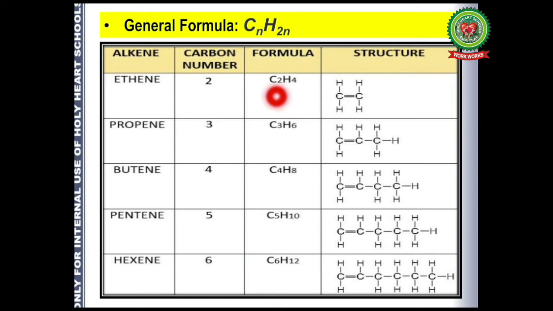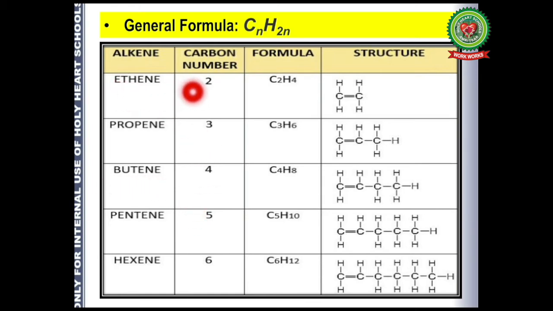Since there are 2 carbons present, the root word is eth. And since we are studying alkenes, and according to the formula there should be a double bond between 2 carbon atoms, the suffix comes out to be ene. So it comes out to be ethene. Likewise, if there are 3 carbons, then the name is propene. If there are 4 carbons, then the name is butene, and so on.